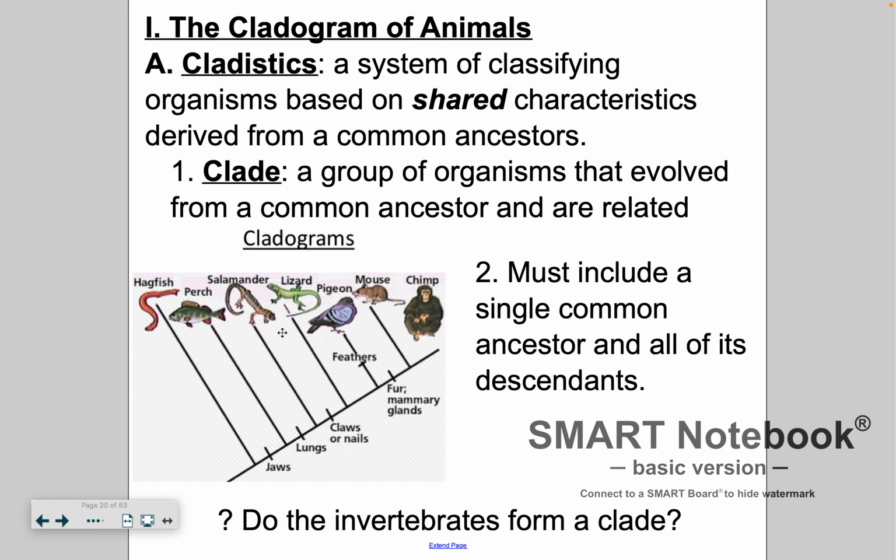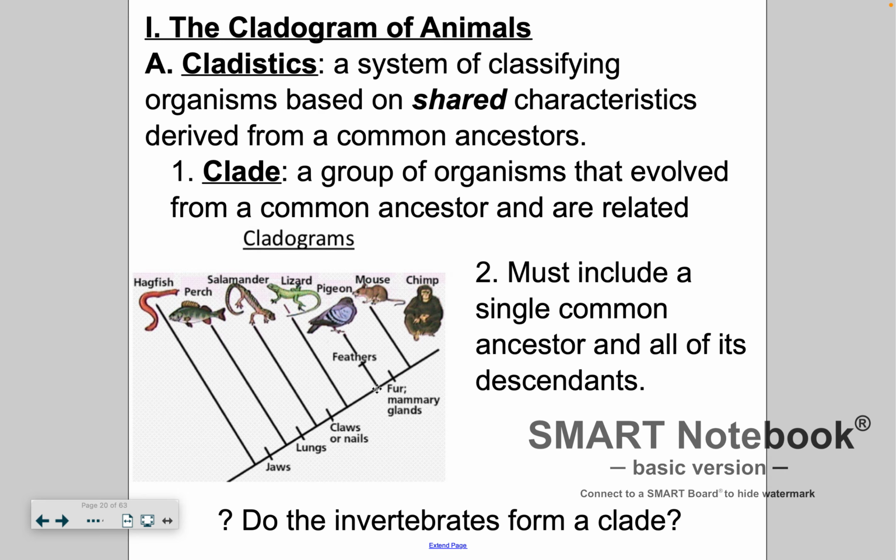Claws or nails: salamanders don't, the rest do. Everything down here, they don't have claws or nails. Presence of feathers, fur, and mammary glands. So you basically have to include a common ancestor. Like this point where mouse and chimps diverge, that's the common ancestor. The common ancestor between pigeon, mouse, and chimp would be whatever organism was here. And so on and so forth.